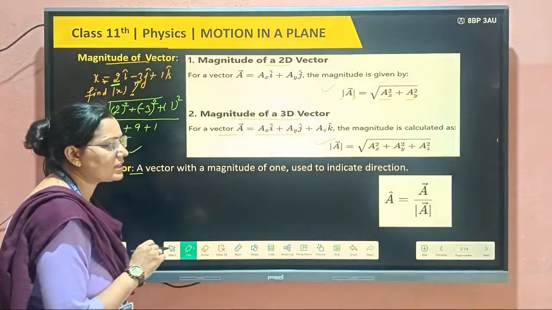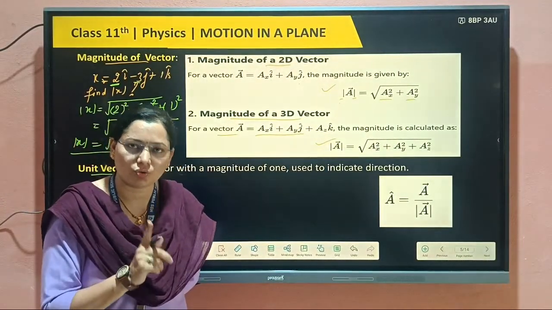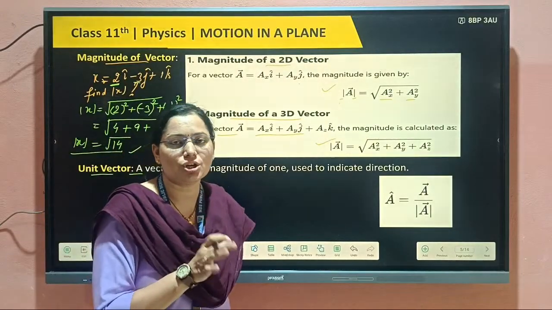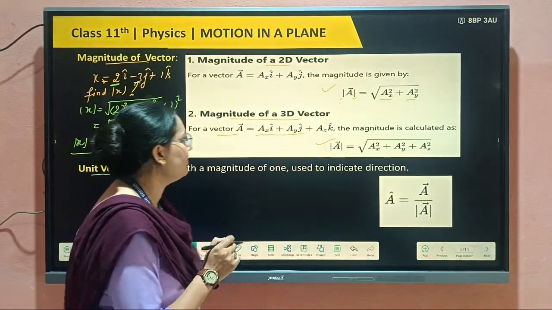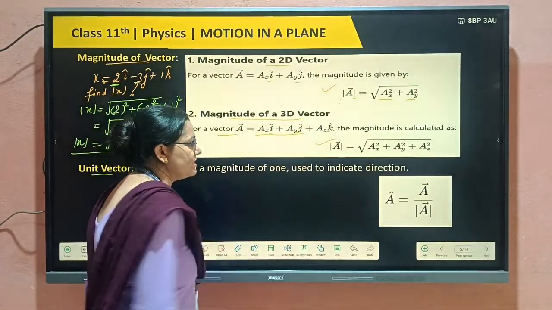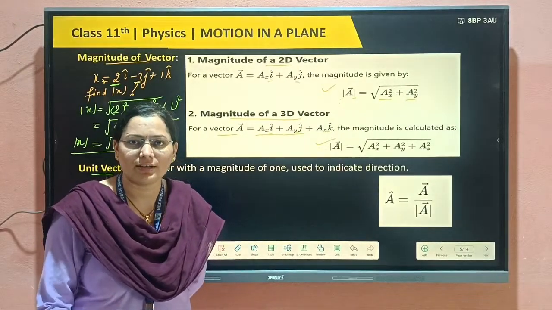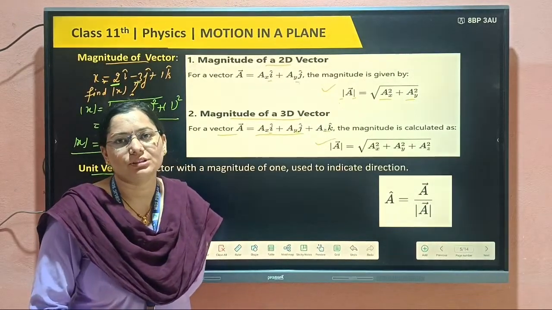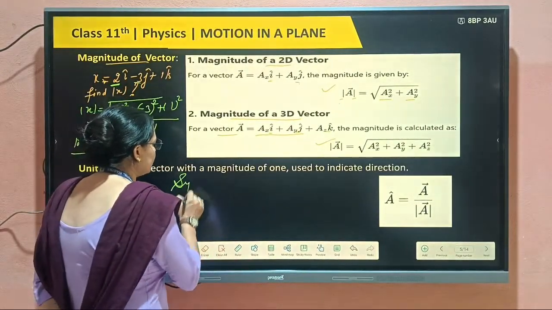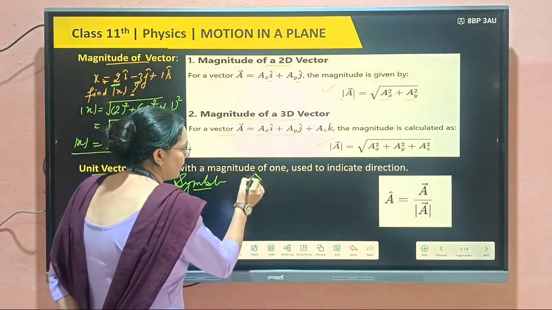After this, the unit vector. What is a unit vector? Unit vectors are those vectors which have magnitude 1 only and which are used for indicating the direction of any vector. Here we are using i cap, j cap, k cap. These are the unit vectors. Their magnitude is 1 only and they are used for indicating direction. The symbol of a unit vector is the cap.